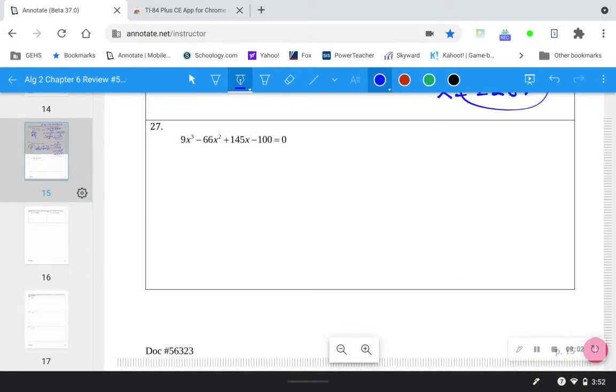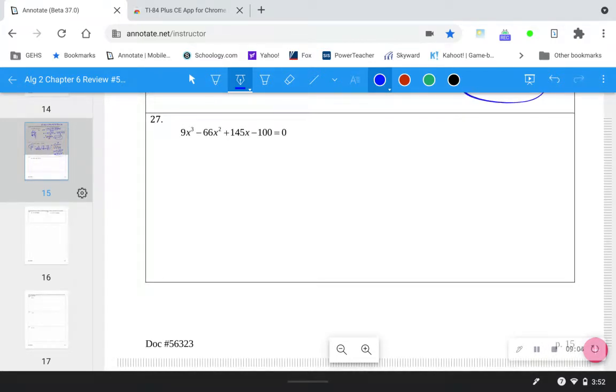Okay, we're going to do the same thing here. I'm going to copy down the numbers before I leave the screen here. Let's see, there's a 9 and a -66 and a 145 and a -100. Okay, so now when I go to my calculator, I'm going to type that in.